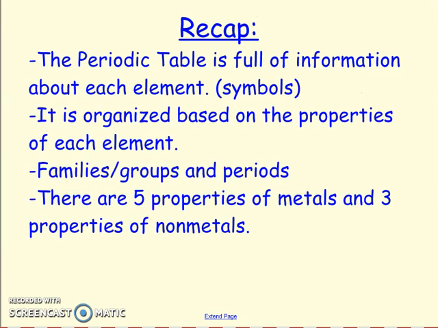So to recap, the periodic table is full of information about each element. We talked about elements that are a solid, liquid, or gas at room temperature, elements that are man-made or natural, and whether they have a radioactive symbol or not. It's also organized based on the properties of each element. So you've got your metals, nonmetals, and metalloids. The atomic number and the atomic mass also organize each element and where they belong. You've got your families and your periods. So remember, families are vertical rows or up and down, and the periods are the horizontal ones. And then we covered the 5 properties of metals and the 3 properties of nonmetals. And that's what you need to know about elements in the periodic table.